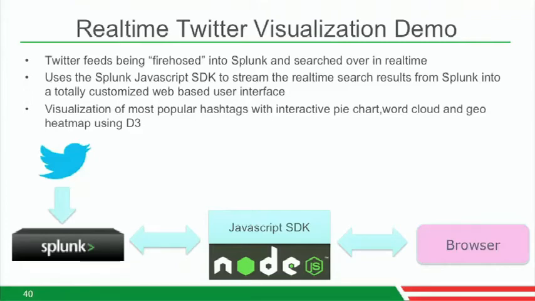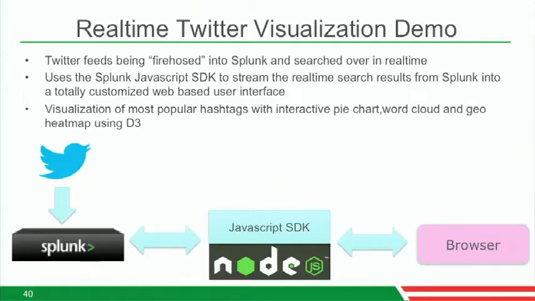feed coming into that, and we're using our JavaScript SDK on a Node.js web server, which I actually have running locally on my laptop here, to execute a real-time search against Splunk to pull out certain Twitter results that I'm interested in. There's a massive amount of data coming in here, but I don't want all of it. I just want Splunk to crunch it down and give me what I want in real time. So I've got a web server running over here.